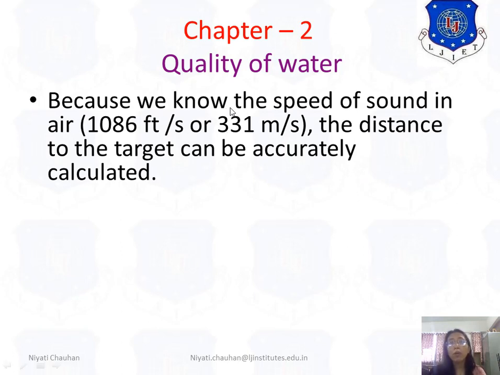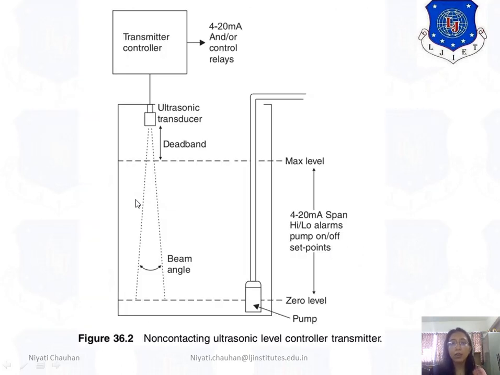Because we know the speed of sound in air, 1086 feet per second or 331 meters per second, the distance to the target can be accurately calculated. You can see in the diagram a transmitter controller. This is one type of block diagram, and a simple arrangement of the meter.